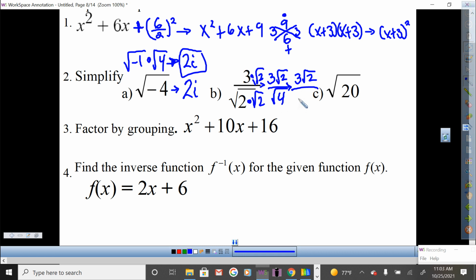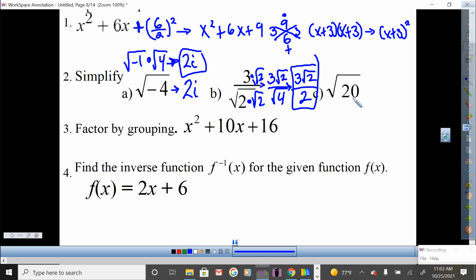What is square root of 4? 2. And that's how we get an integer on the denominator. That's what we call rationalizing the denominator. Next. Square root of 20. You need to give me an estimate in decimals. You're like, oh snap. Okay, let me help you out.